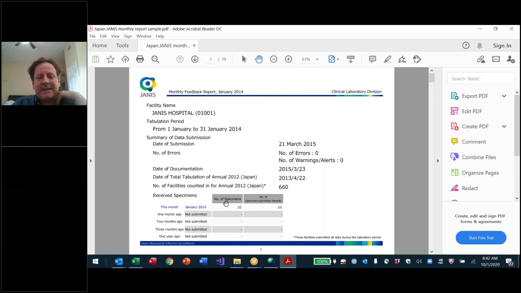So this month, and I like this, this month you submitted 10. Last month you didn't submit anything, 2 months ago. So it allows you to see a little bit of trends. Is it consistent from month to month? If the numbers change a lot, you kind of wonder if the data entry has changed. You know, last month you did 100. Before that you did 100. This month you did 5. Kind of suggests somebody went on vacation.